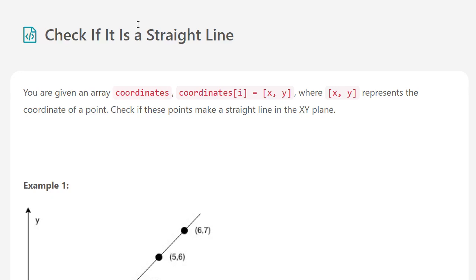Alright, today's problem is check if it's a straight line. So this problem is mostly mathematical, but there is a little tiny programming twist at the end.